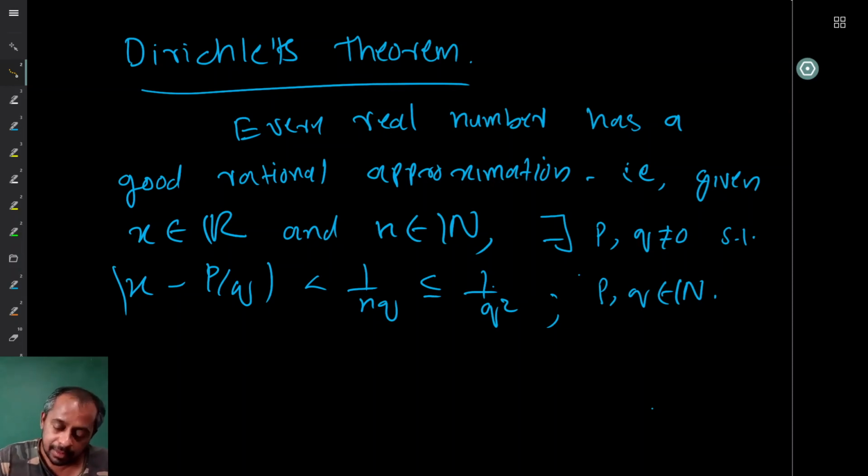You have a real number x given and a positive natural number n given. Then you can find two numbers p and q, where q is not equal to 0, such that the absolute value of x minus p by q, where p by q is a rational number, is less than 1 by nq, which is less than or equal to 1 by q square. So 1 by nq means that n can be arbitrarily large, which means that 1 by nq will be arbitrarily small. You can make it go to 0, as close to 0 as you want. So the difference can be as close to 0 as you want. That's what it says.